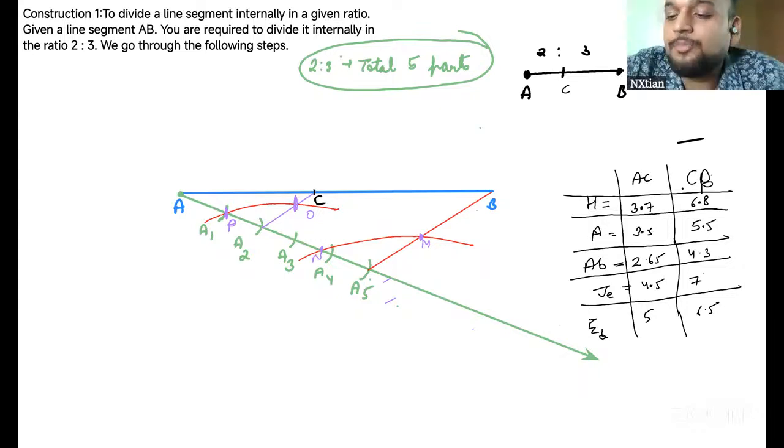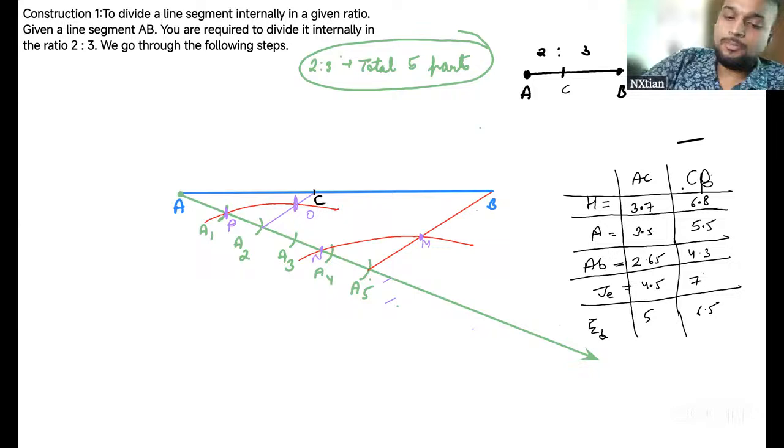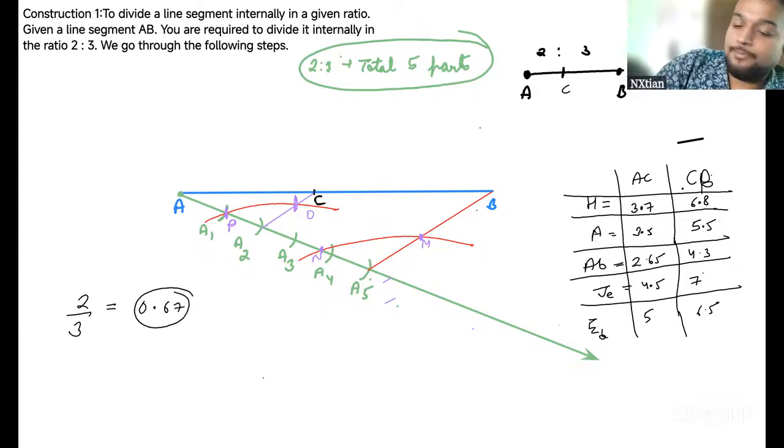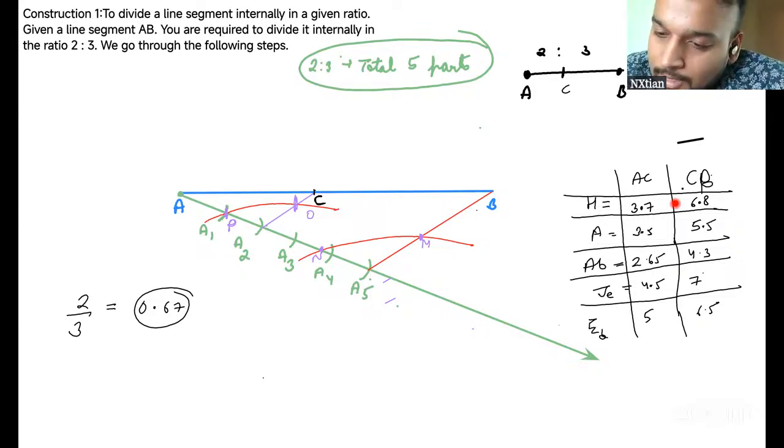Why am I telling it to you? Because if I divide 2 by 3, because they asked for a 2 to 3 ratio, I will get the answer as 0.67. And if you divide your measurements, and it is coming near 0.67, it means that you did it correctly. Good job. Understood? Yes or no? So I'll check one by one. It's just a verification part.